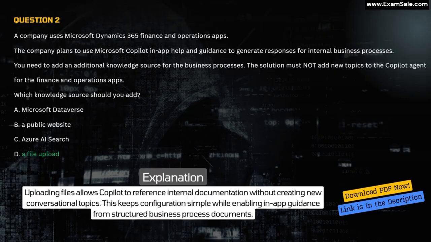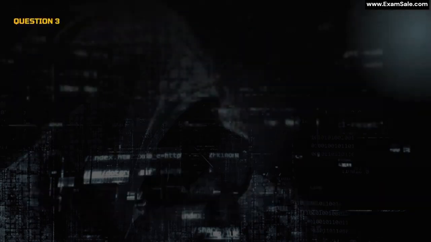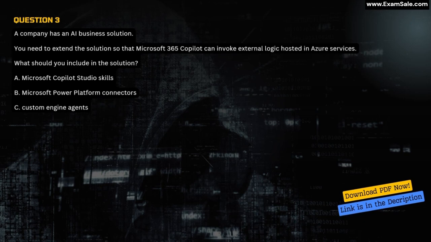This keeps configuration simple while enabling in-app guidance from structured business process documents. Question 3. A company has an AI business solution. You need to extend the solution so that Microsoft 365 Copilot can invoke external logic hosted in Azure services. What should you include in the solution?